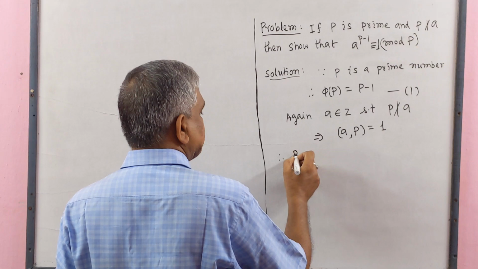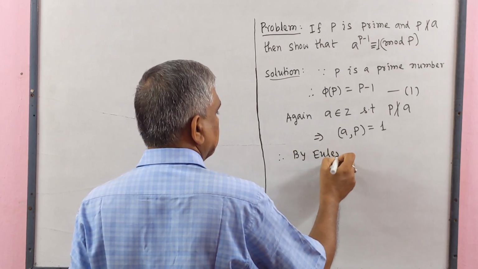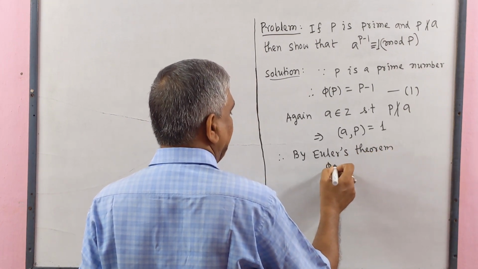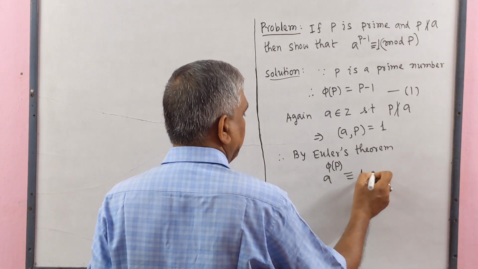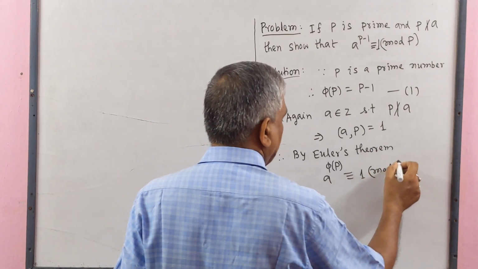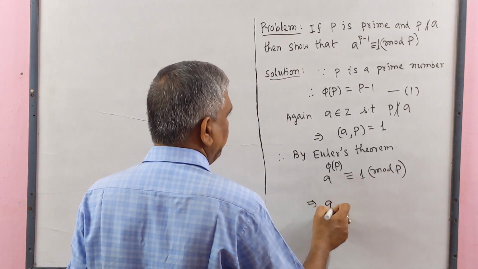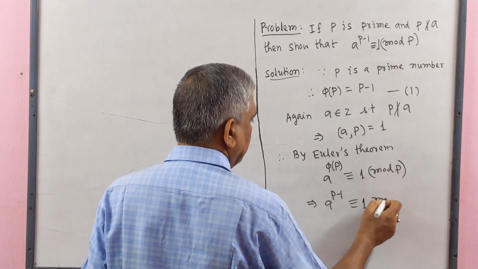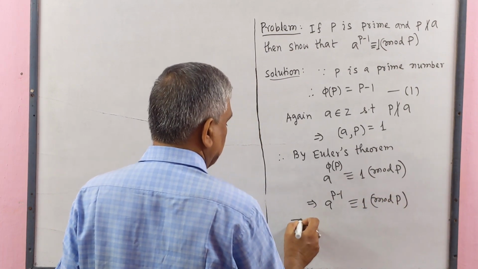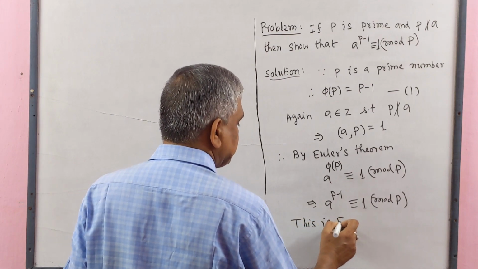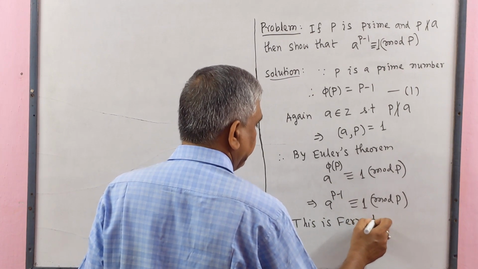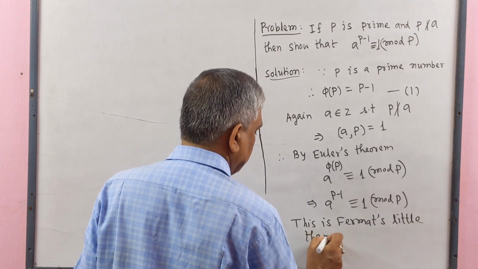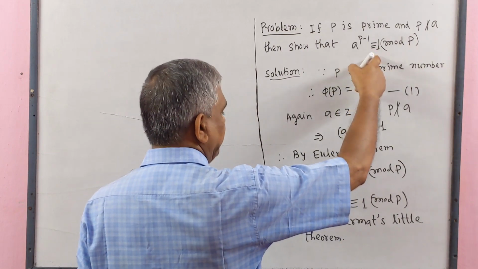Therefore, by Euler's theorem, A to the power phi P congruent to 1 modulo P, which implies that A to the power phi P, meaning P minus 1, is congruent to 1 modulo P. This is Fermat's little theorem. And our problem is solved.